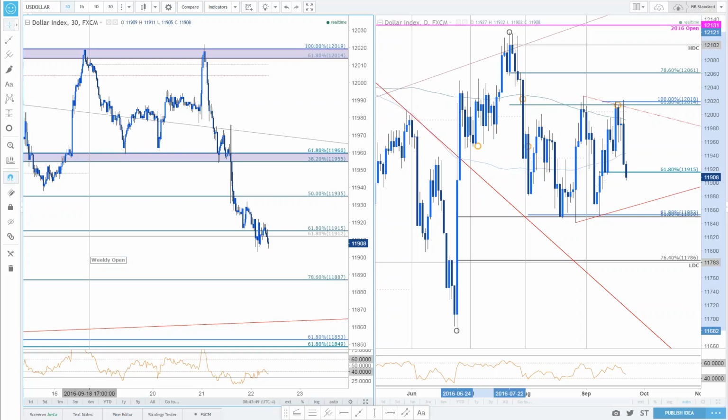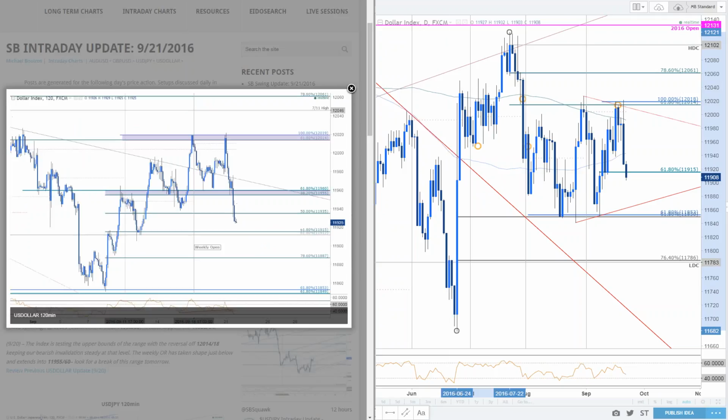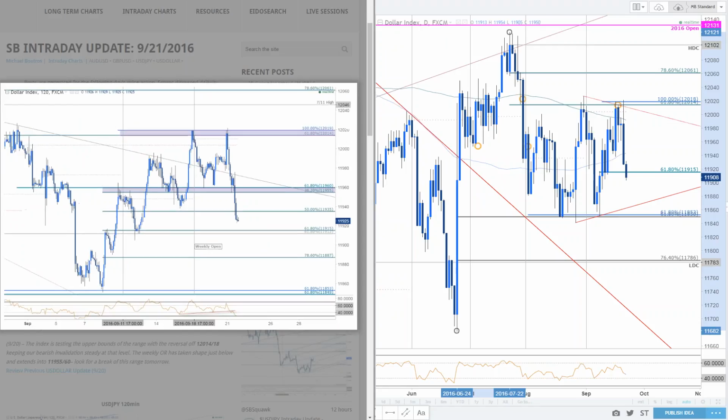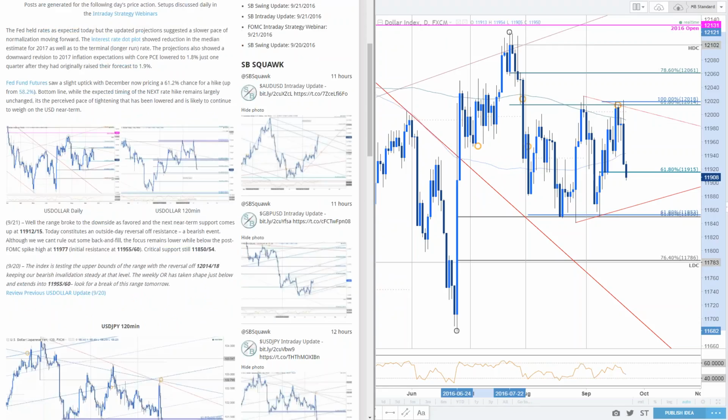Okay, any questions on the dollar index on the back of yesterday's FOMC interest rate decision, or any questions from yesterday's presser with Yellen?